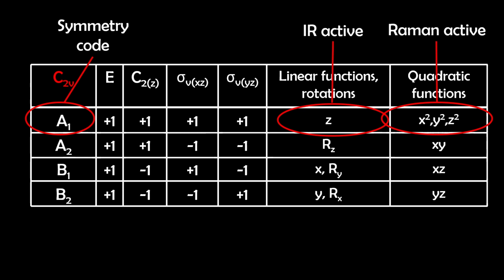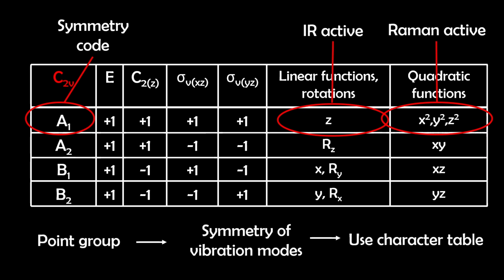If a vibrational mode transforms like X squared, Y squared, Z squared, or XY, it's Raman active because the vibration changes the polarizability of the molecule. In other words, the electron cloud spreads out or becomes more easily distorted as the atoms move apart in different dimensions. So instead of analyzing every vibration visually, we determine the molecule's point group, assign symmetry labels to each vibrational mode, and use the character table to immediately see whether each mode is IR or Raman active or both.